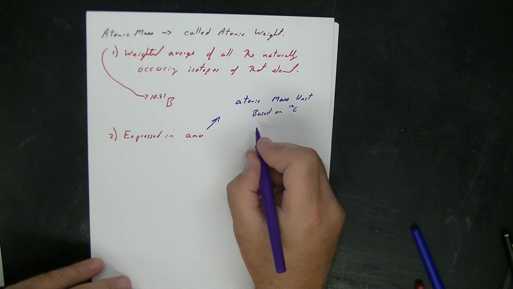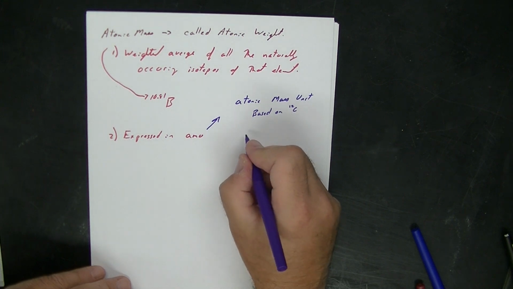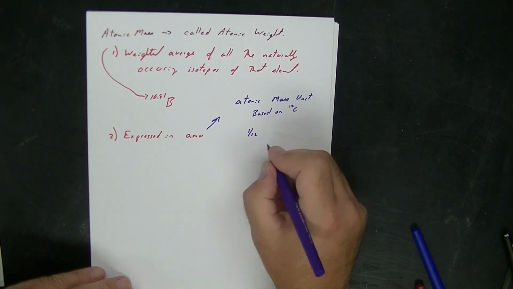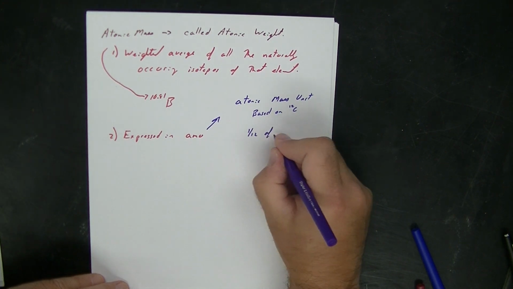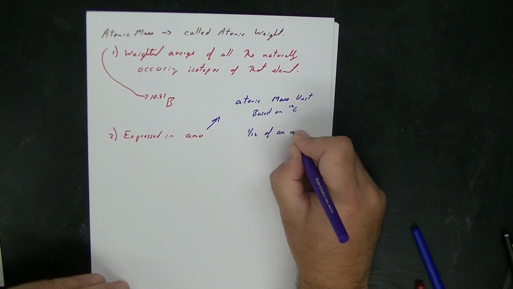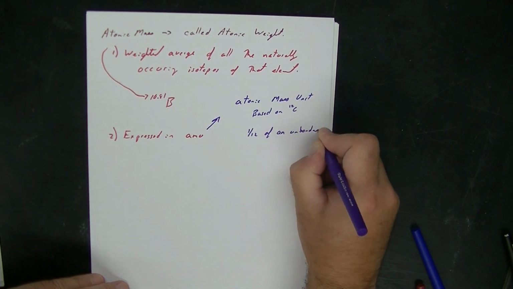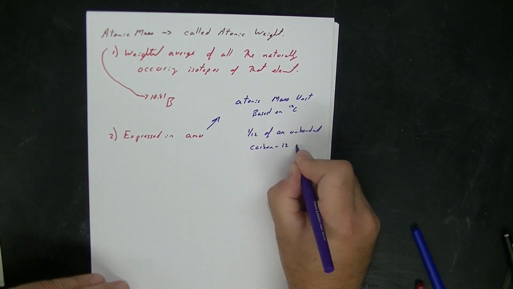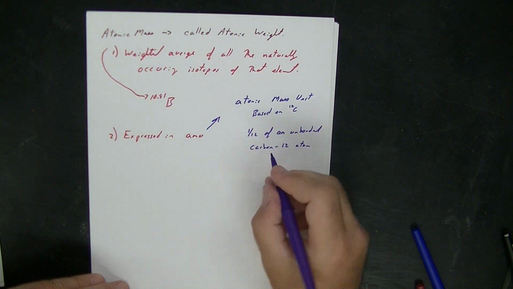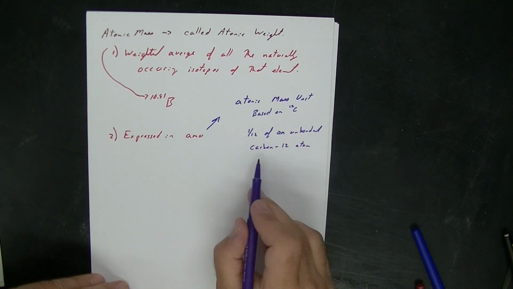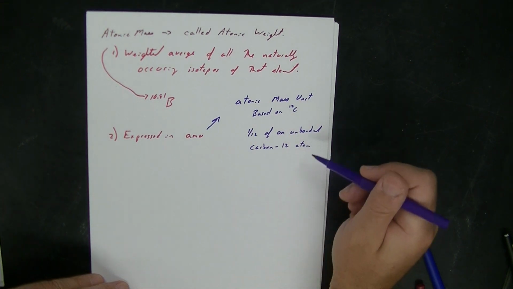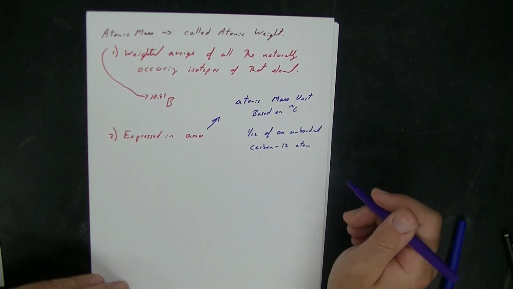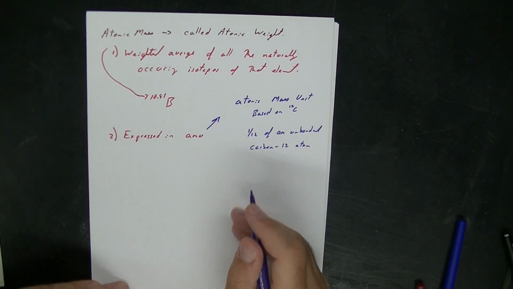And 1 AMU is 1/12 of an unbonded carbon-12 atom. It's 1/12 the mass of an unbonded carbon-12 atom. Okay, so that's how we came up with this atomic mass unit. You need to know that.